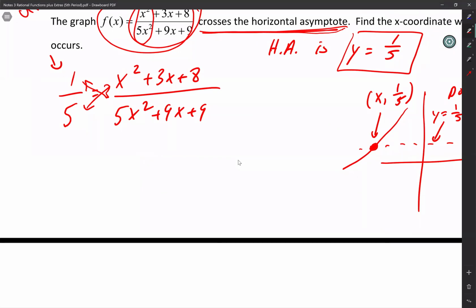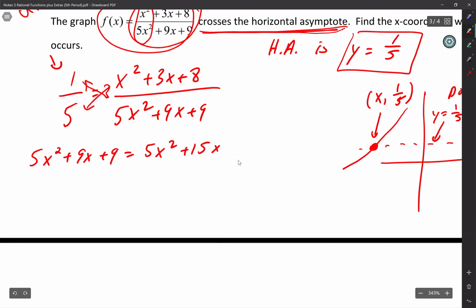1 times this whole expression in the denominator is itself, 5x squared plus 9x plus 9 equals, and then 5 times the expression in the numerator is 5x squared, 5 times 3 is 15x, and then 5 times 8 is 40. And now I'm going to solve for x.